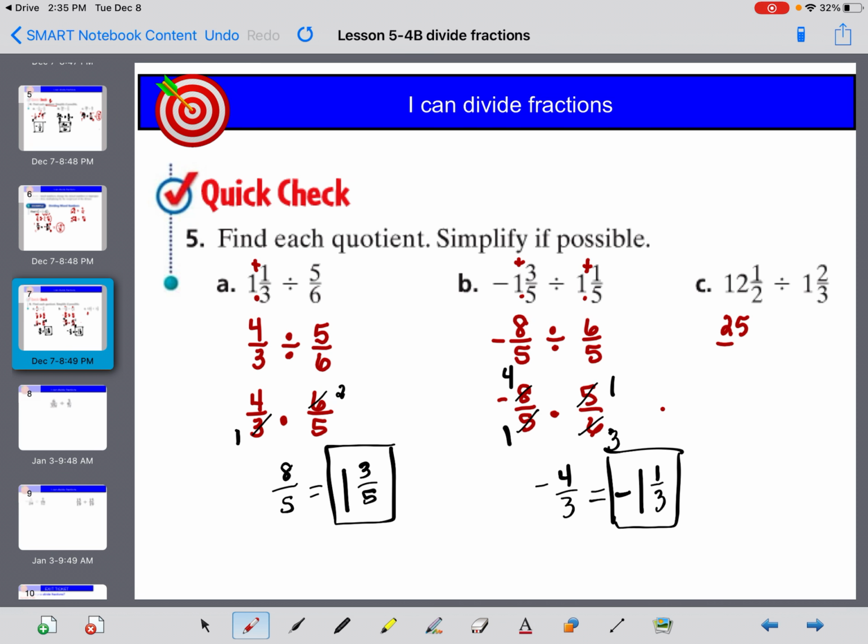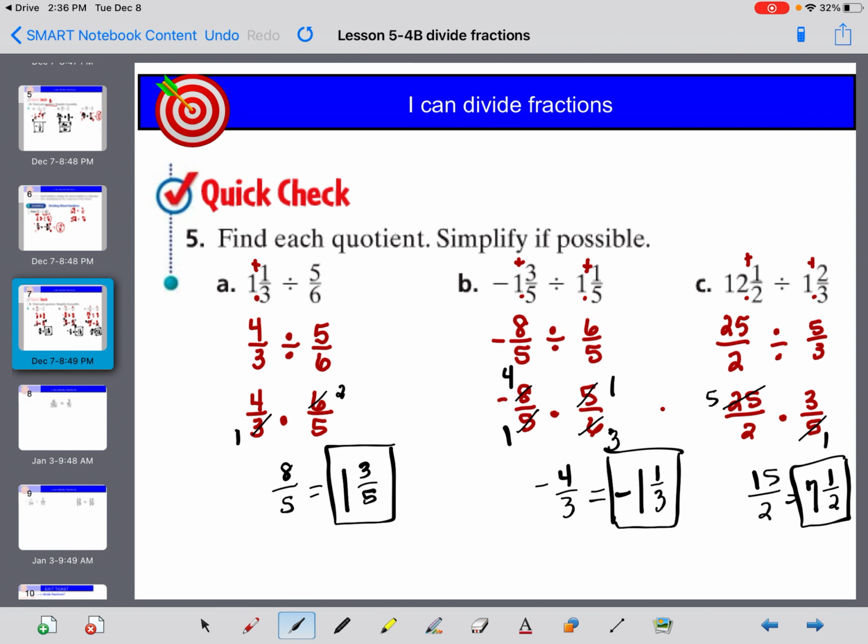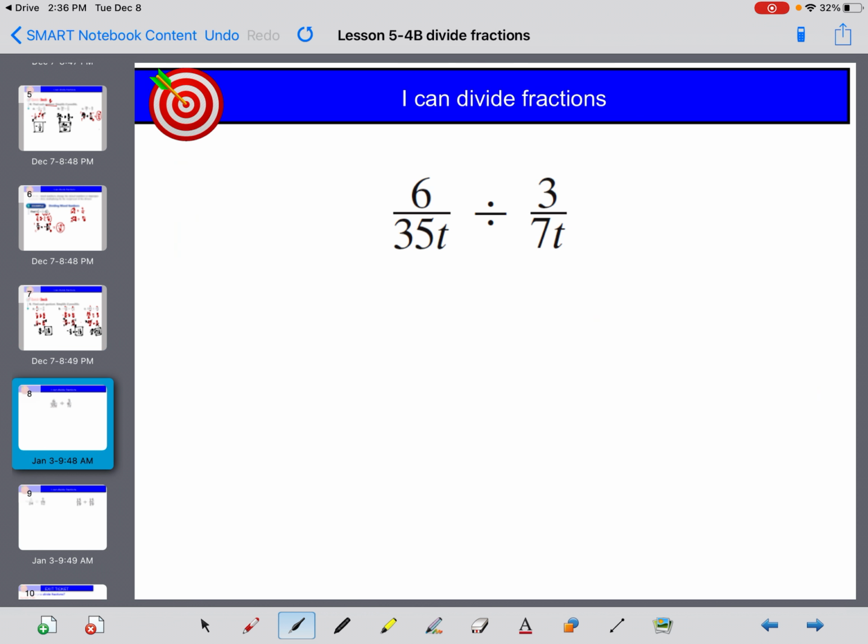The next one. 25/2 is 12.5 as an improper fraction. Leave it division. 3 times 1 is 3, plus 2 is 5/3. Then I multiply by the reciprocal. 5 and 25 are both divisible by 5. 5 times 3 is 15. 2 times 1 is 2. 2 goes into 15 7 times, and 1/2 is remaining. My answer is 7 1/2.